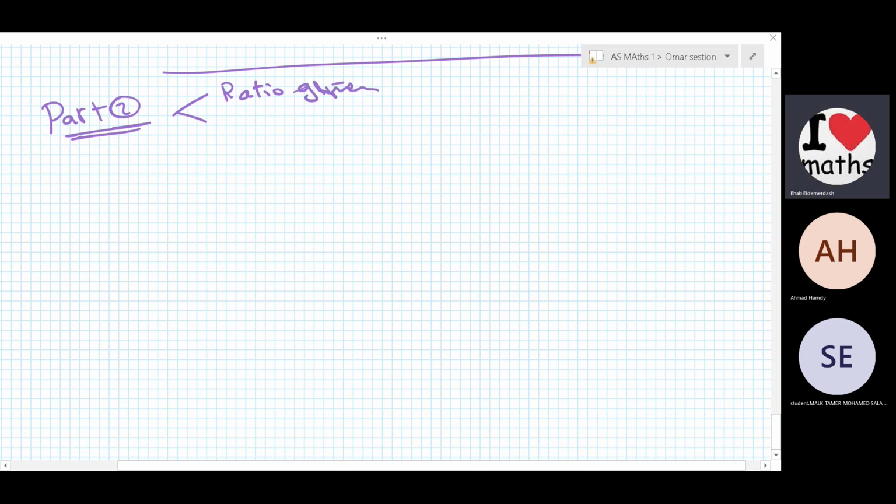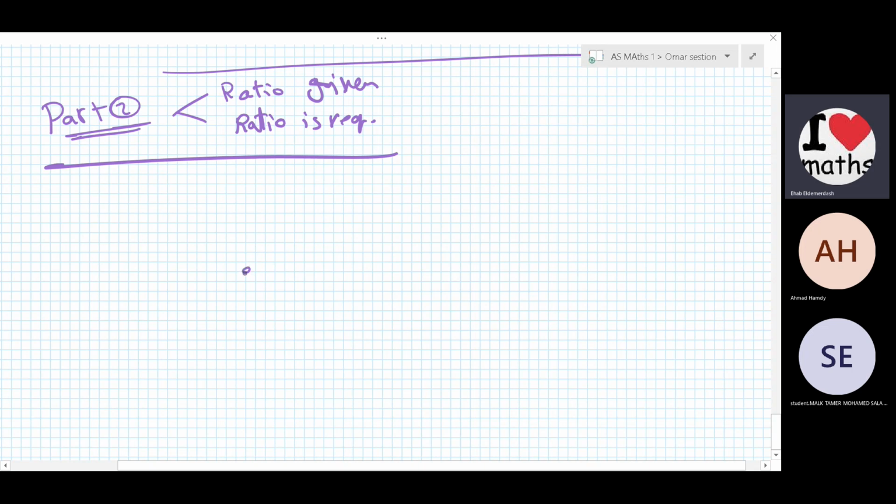In the second type, they will ask you to find the ratio. Here the ratio is given, and the other type is where the ratio is required. Let's go and look at part 2. What is part 2 talking about?